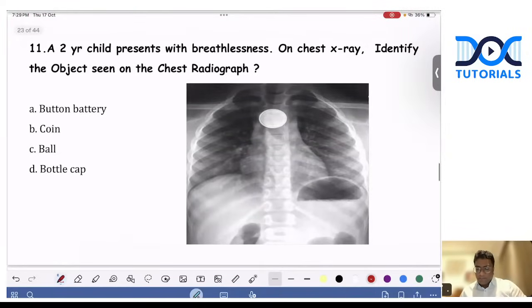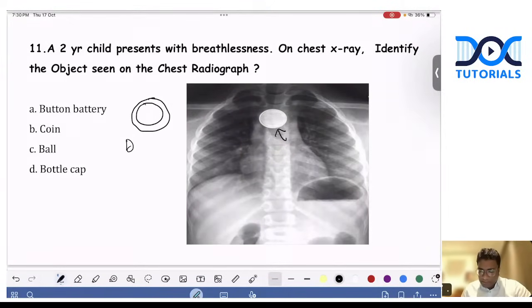Next. A 2-year-old child presents with breathlessness. On chest radiograph, identify the object seen on the radiograph. Is it a button battery, coin, ball, or bottle cap? What do you think this is? If you look carefully, what do you see here? You can see a halo around it, a double ring around it.